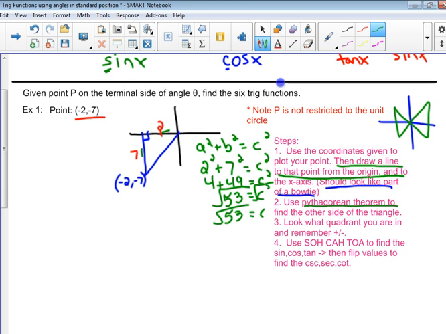Good job. Good. Now we want to keep things exact though. So can we use a calculator here? No. So we're going to keep it radical 53.